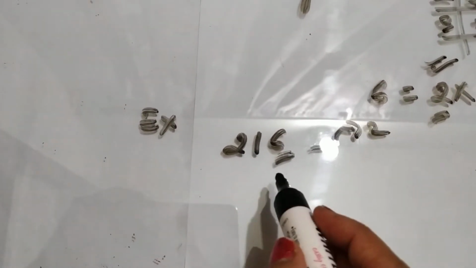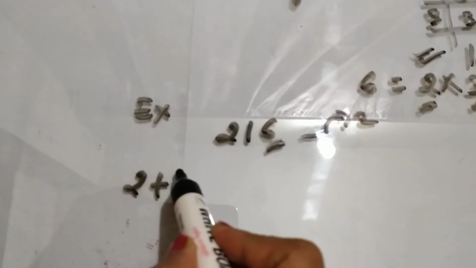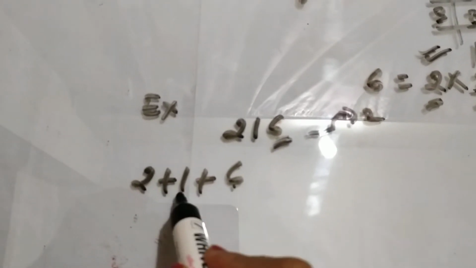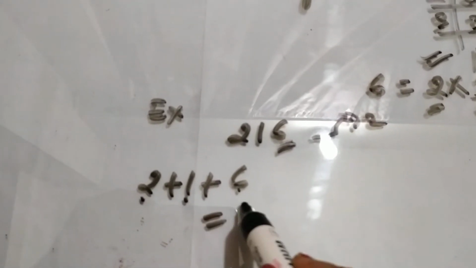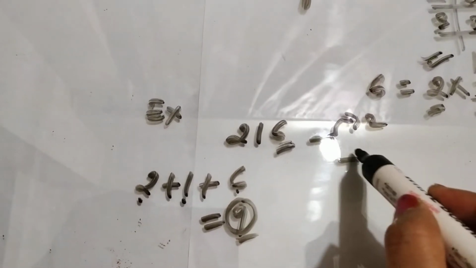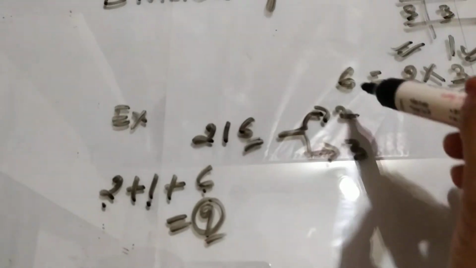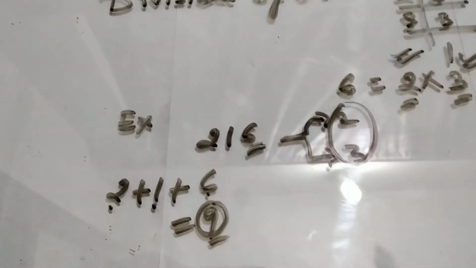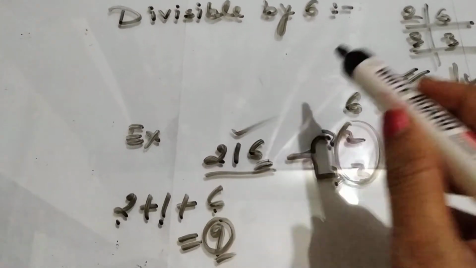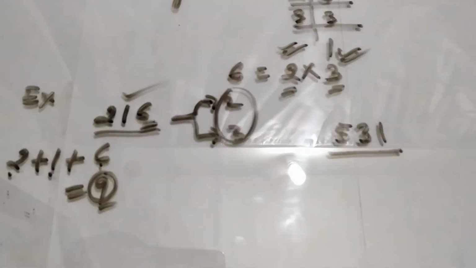Now check the sum of digits. 2 plus 1 plus 6. 6 plus 1 is 7, 7 plus 2 is 9. 9 is divisible by 3, that means that number is also divisible by 3. If the number is divisible by both 2 and 3, then it is also divisible by 6. Another example, 531.